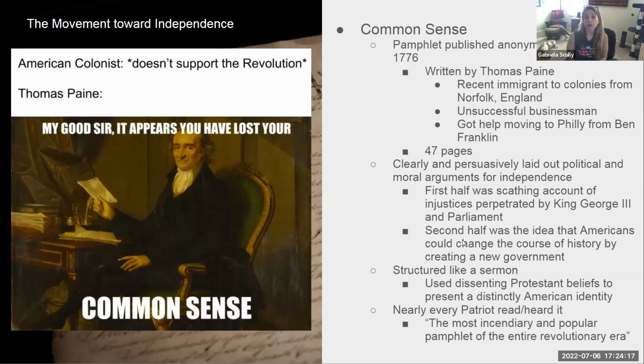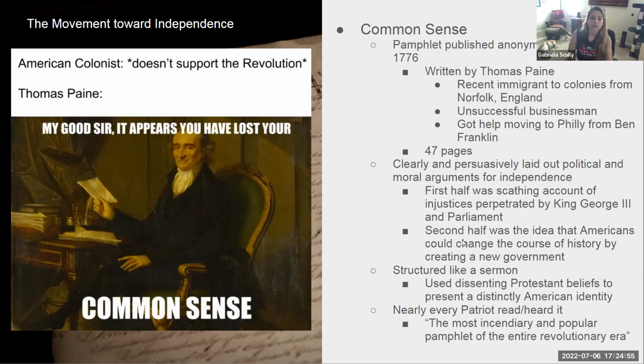And the second half was this sort of, hey, do you know what we could do? Change the course of history by creating a new form of government that has never been seen before. So that's really persuasive, right? Here's all the wrongs done to us, and also we could go down in history for being this new nation with a representational government. It was structured very much like a sermon. Remember, most of the colonists came to the colonies to practice their Protestant religion, and so it used those Protestant beliefs, protest, right? That's how the Protestants get formed.